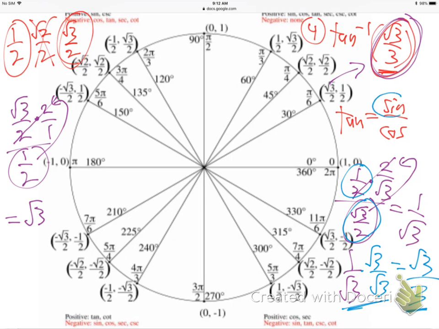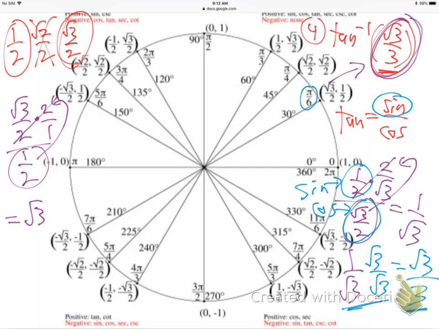And what's the top always? Sine. What's the bottom always? Cosine. So the top, the sine, so we're looking somewhere. Now we can go look at the unit circle. We're looking for where is the sine a half and simultaneously the cosine root 3 over 2. Pi over 6. Right there at pi over 6.